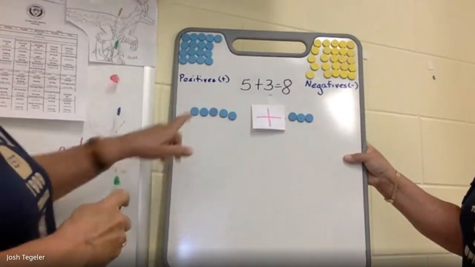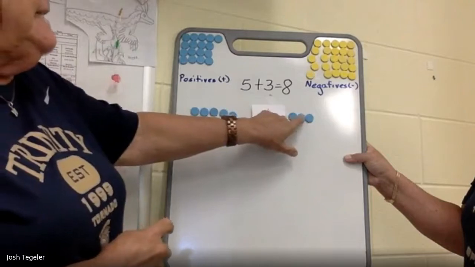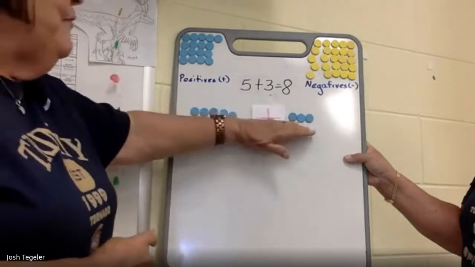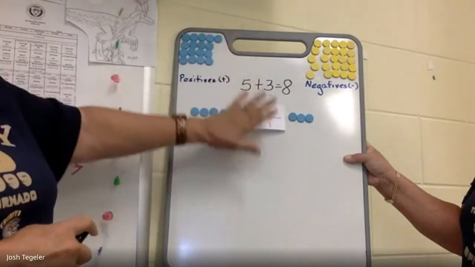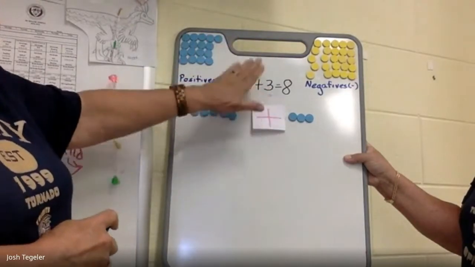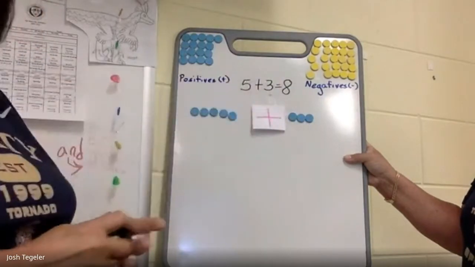So then we add them. 1, 2, 3, 4, 5, 6, 7, 8. And they're both blue, so I'm using the positive sign. So that shows you what that means. Two like signs, add the numbers, and take their sign.